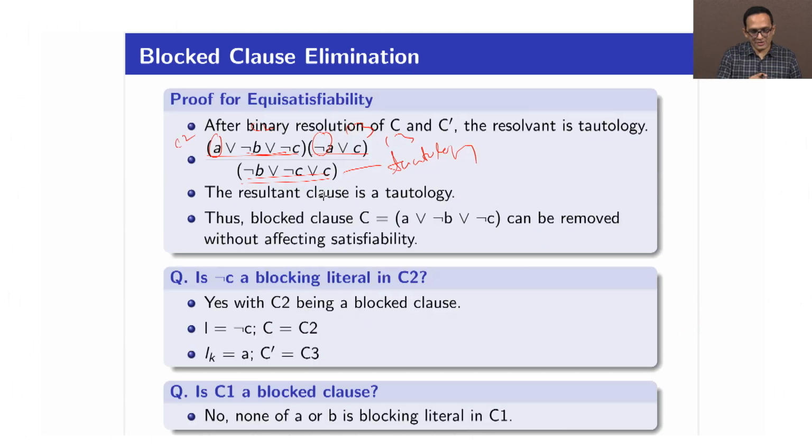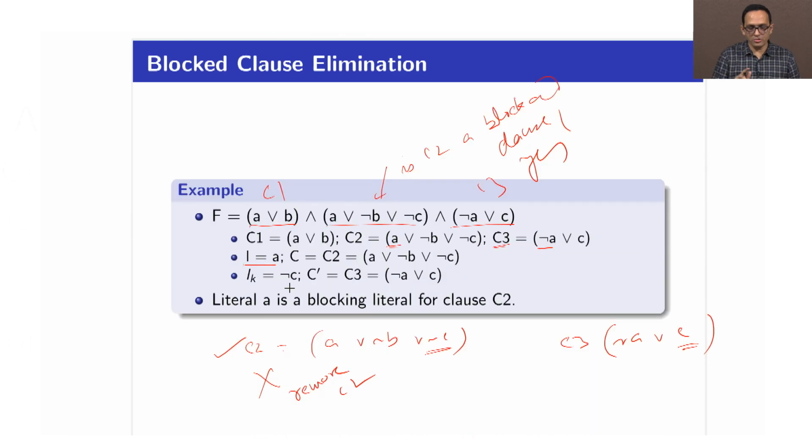If I ask whether not C is a blocking literal, it is always true because you have the pair here. A and not A can be the blocking literal, and C also, because if I consider not C here and C here, and C is a blocking literal, then I identify the pair A and not A which causes this. So yes, I can consider C also as a blocking literal, and in that case A is the L variable.